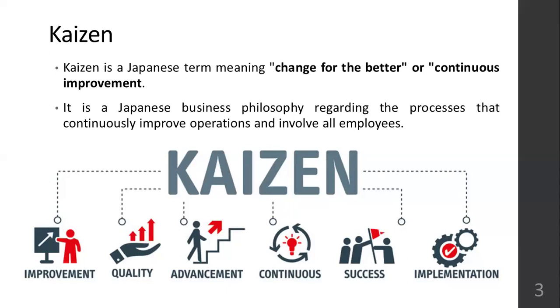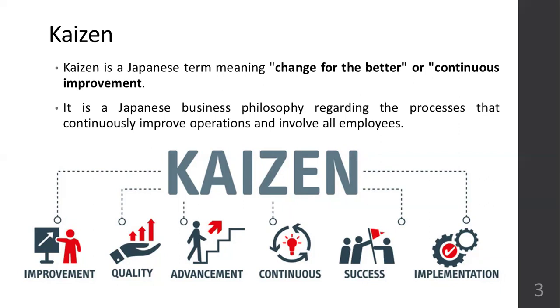So Kaizen is a Japanese term meaning change for the better or continuous improvement. And it is also a Japanese business philosophy that concerns the processes that continuously improve the operations of all employees. Kaizen also sees improvement in productivity as a gradual and methodical process. There is no rush. Take as much time as required, but each and every day do something or change something for better. That is Kaizen.